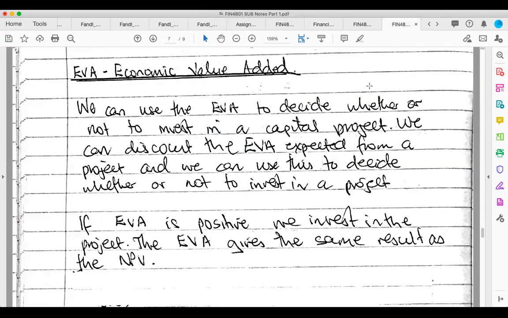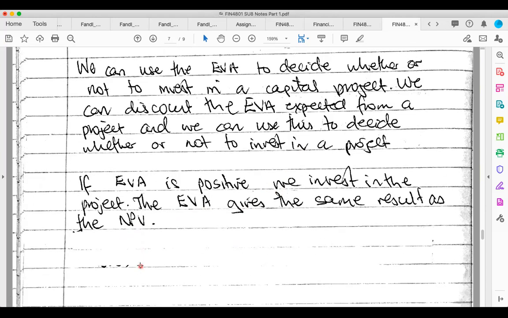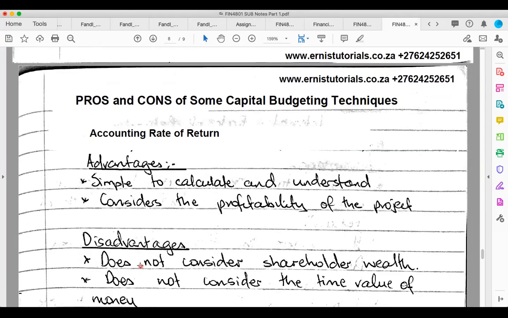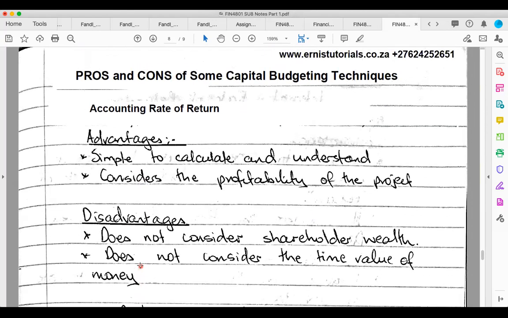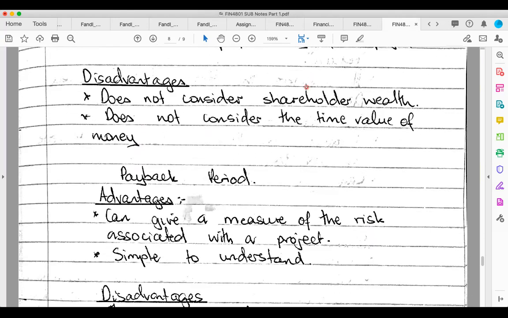We can discount the economic value added just like we do with the NPV, and we can accept a project if the EVA is positive, and we reject a project if the EVA is negative. So you would get the same result with the EVA as the NPV, but it's not something that would be likely to come up. And then lastly, I've just put some advantages and disadvantages of the different capital budgeting techniques.